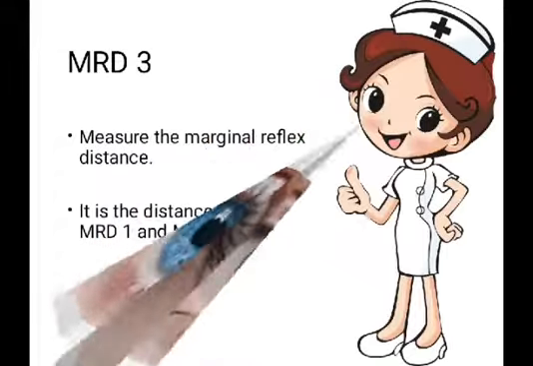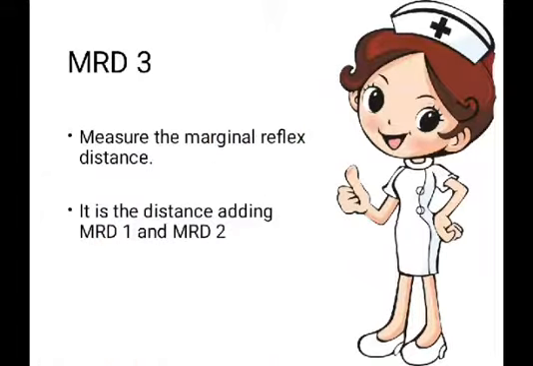Now MRD3, marginal reflex distance is its full form. In this case we have to add the distances of MRD1 and MRD2. We have already taken the tests for MRD1 as well as MRD2. Now in the case of MRD3 we have to add both of them, so we will get the value of MRD3.